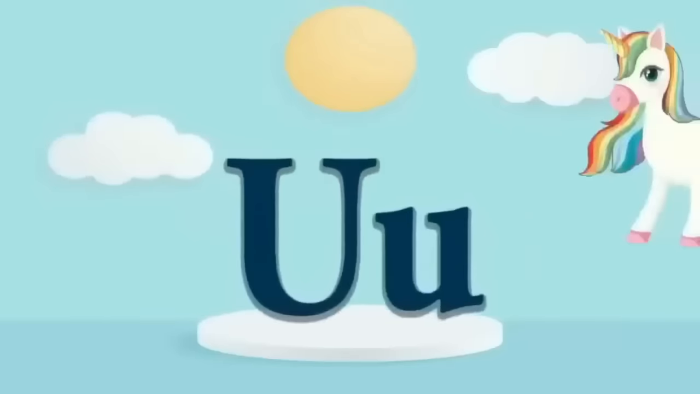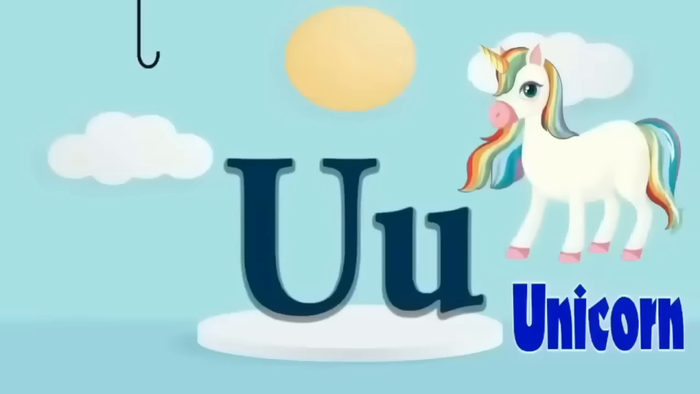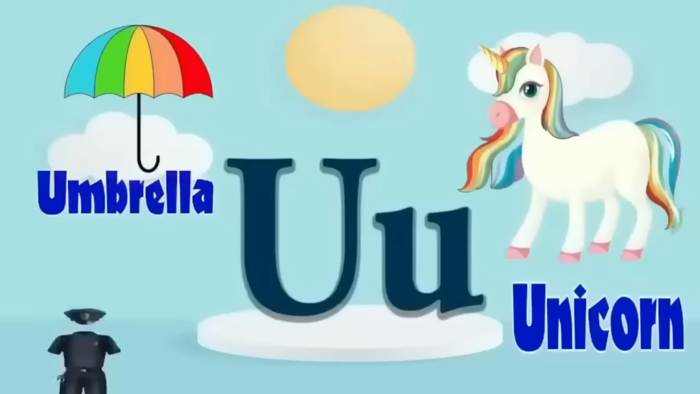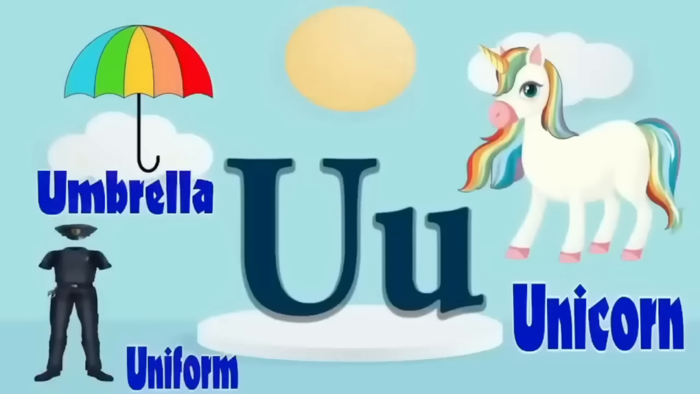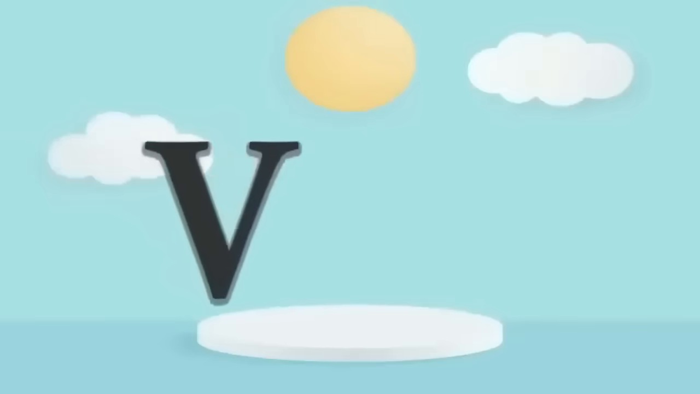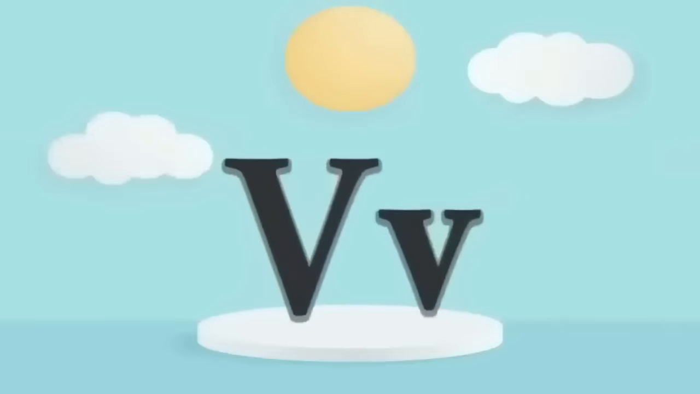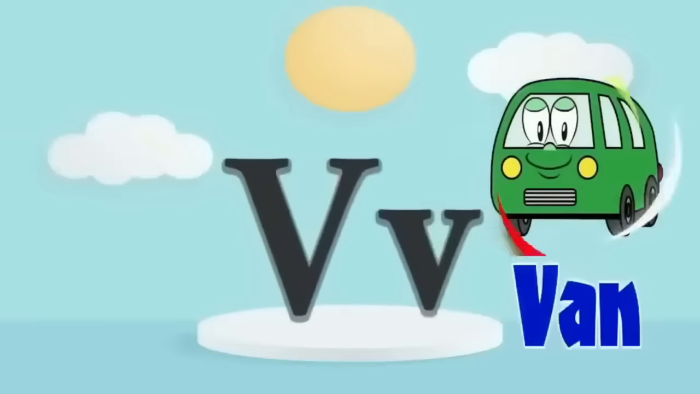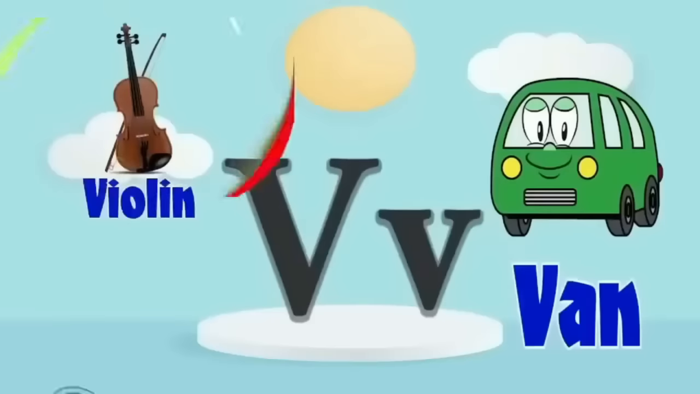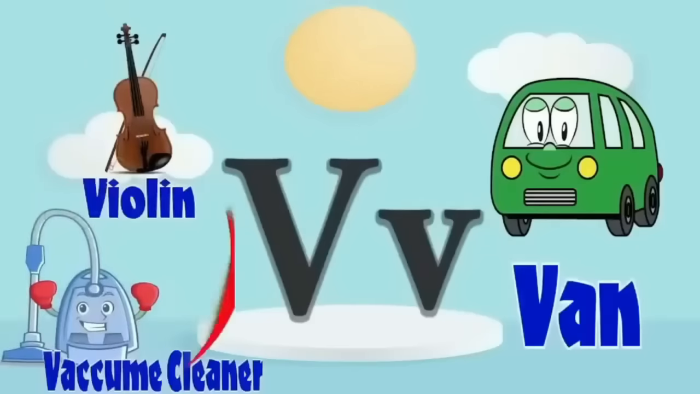U for unicorn. U for umbrella. U for uniform. U for unicorn, umbrella and uniform. V for van. V for violin. V for vacuum cleaner. V for van, violin and vacuum cleaner.